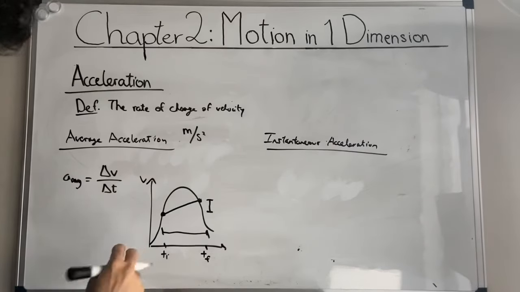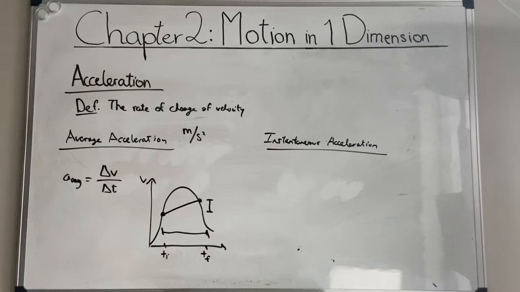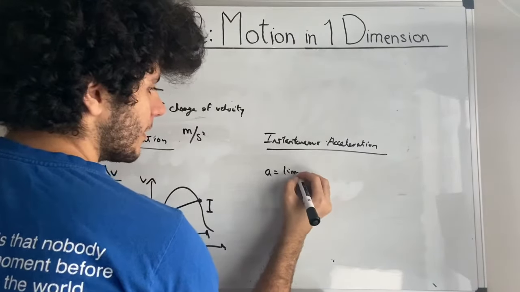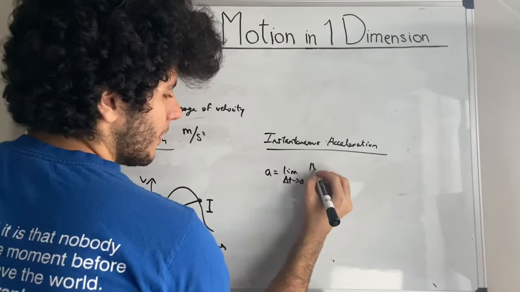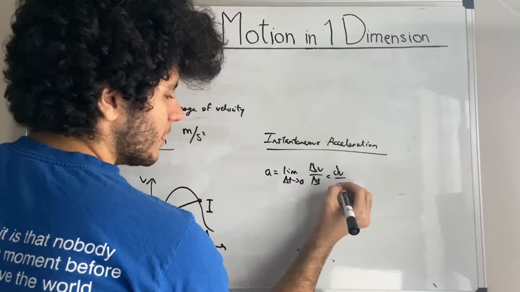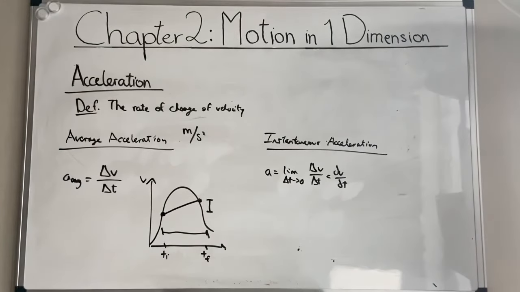Basically it's the change of velocity over the change of time. We can also define acceleration as instantaneous acceleration, in which circumstances we would be taking the limit of delta t heading towards zero of delta v over delta t, which gives us dv over dt, something that we can familiarize ourselves with if we've taken calculus.